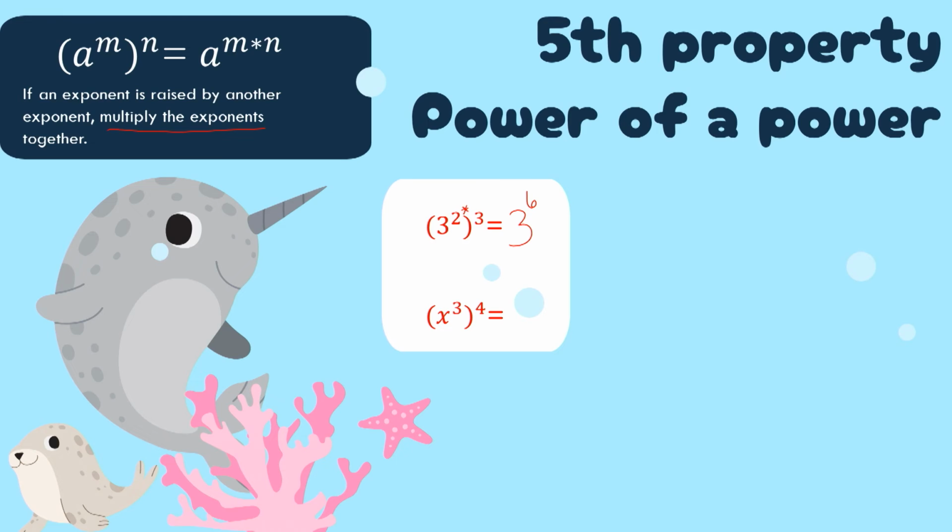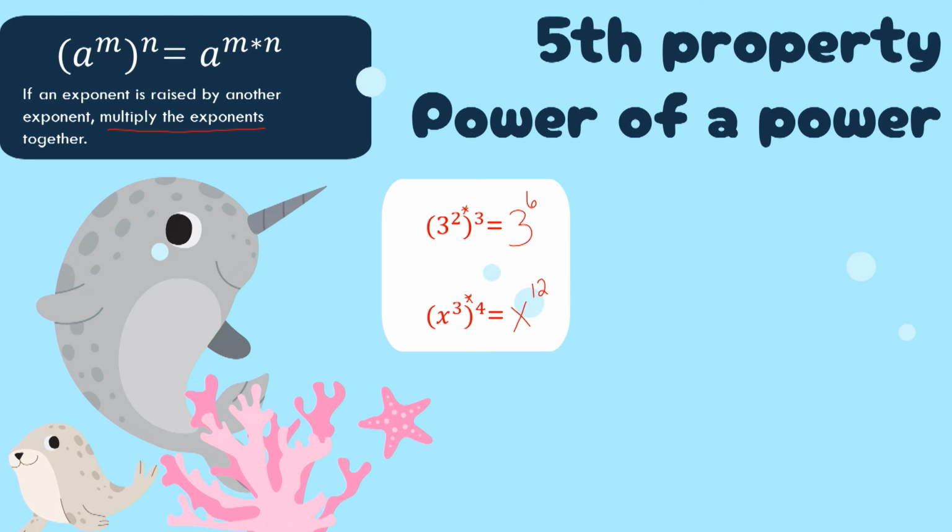Now let's look at the next one. I have a base of x. I am still going to use the same principle. I'm still multiplying those powers together. So my base is x, and 3 times 4 is 12. So I have 3 to the 6th because I multiplied my 2 exponents, and I have x to the 12th because I multiplied those 2 exponents.